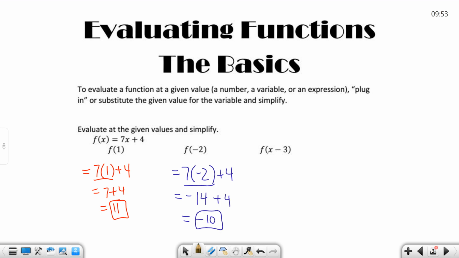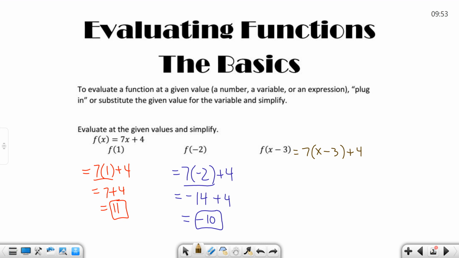And then f of x minus 3. So this part is an expression. That's what I'm plugging in for x right here. So this is going to be 7 times whatever's there, plus 4. Well, what's there? x minus 3. All of this goes in for x. Even though it's got x in it, it's still an expression. It goes in for x. So 7 times everything that's there.